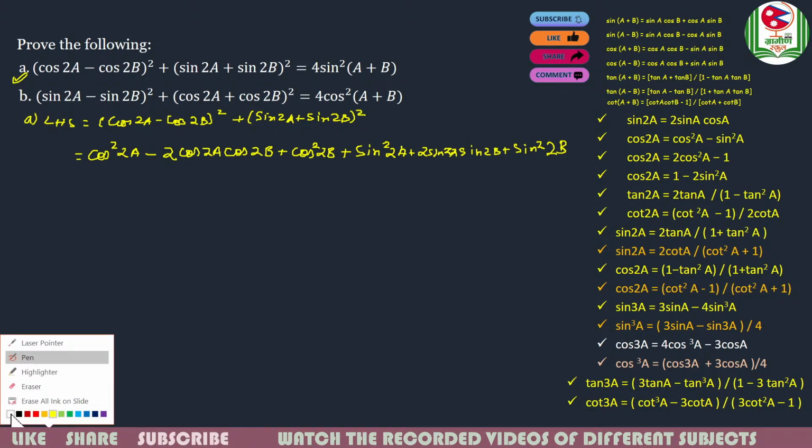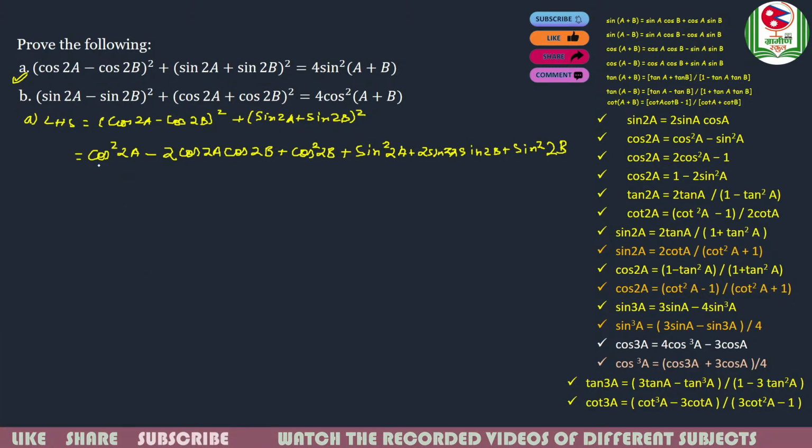what will you do? You can see here that cos square 2a and sin square 2a. We have the formula cos square a plus sin square a is 1. So these two form 1. Again cos square 2b and sin square 2b also form 1. So we will get 1 plus 1, that is 2.